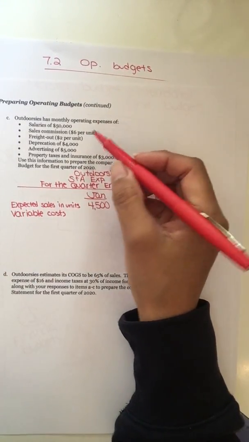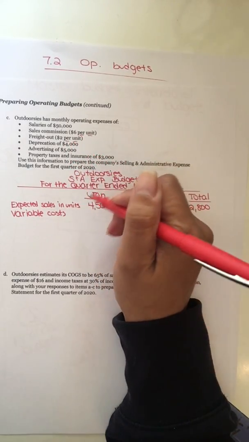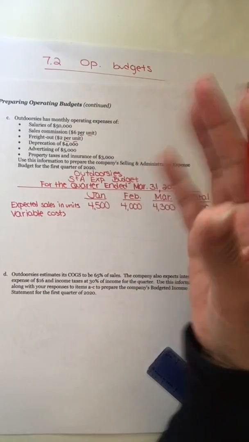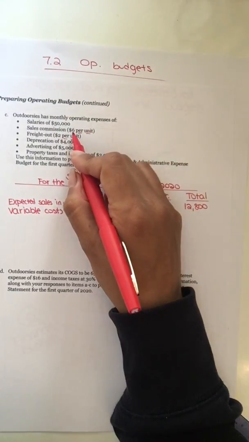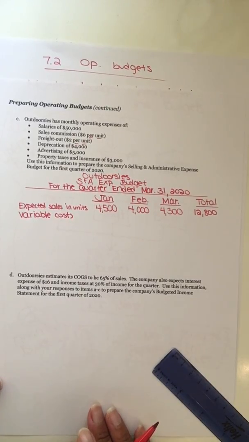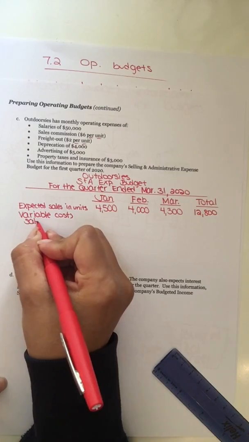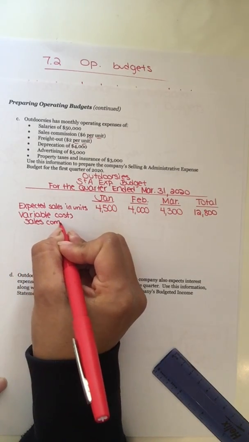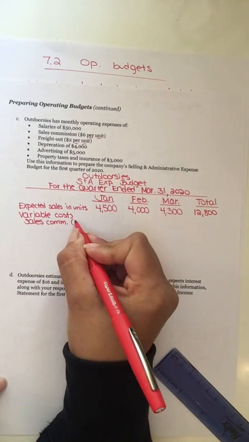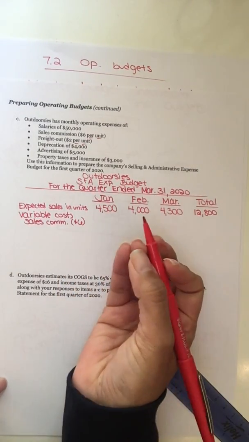Now it's pretty straightforward because it's expressed per unit, right? So if it says per unit, it's variable, right? If it varies, the more units, that cost goes up, but the amount per unit is the same. That's your definition of a variable cost. So it looks like we have two. So let's go ahead and indent and write sales commissions. And if you want, in parentheses, you can put the amount per unit. So it's 6 for commission.